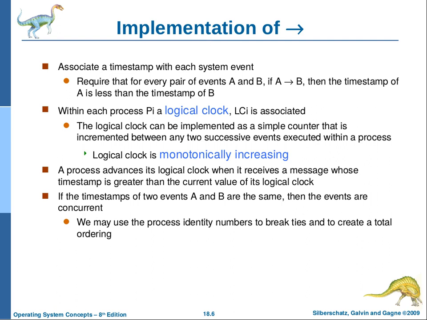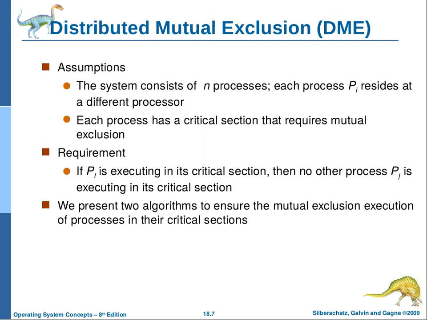Naturally, it advances the clock. If timestamps of two events are the same, then the events are concurrent. We can use process identity numbers to break ties and create a total ordering if we want to. If you number all your processes 0 up, then if two events happened at the same time, the lower process happened first. If we wanted to make an order, we could say the lower number has a higher priority. It just makes it easier sometimes.